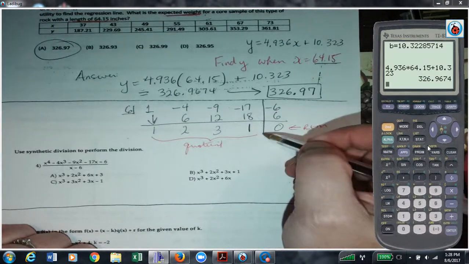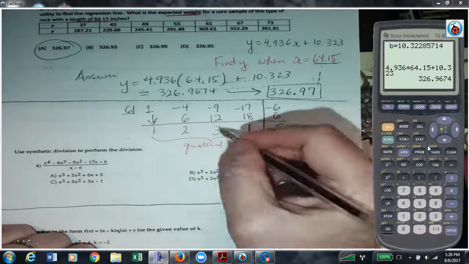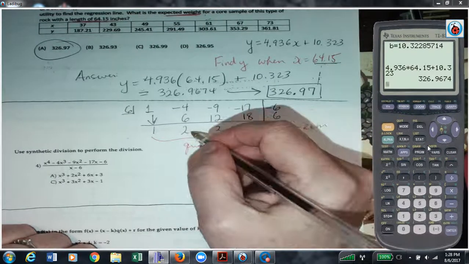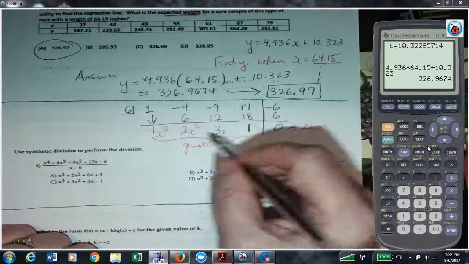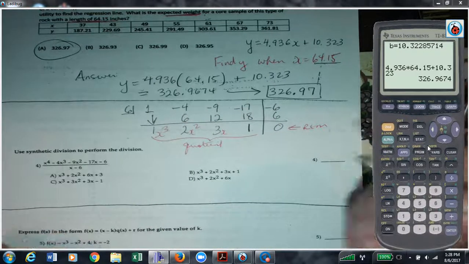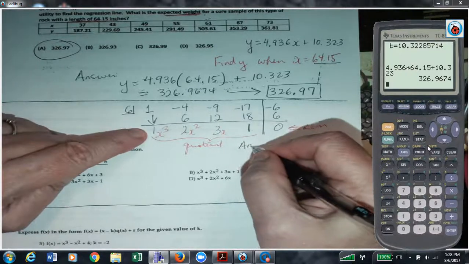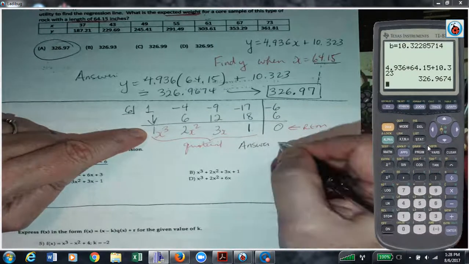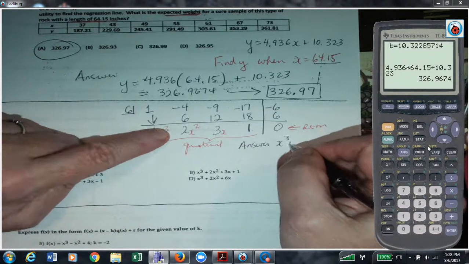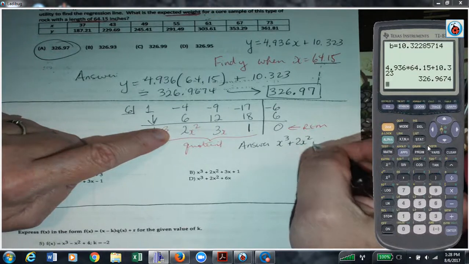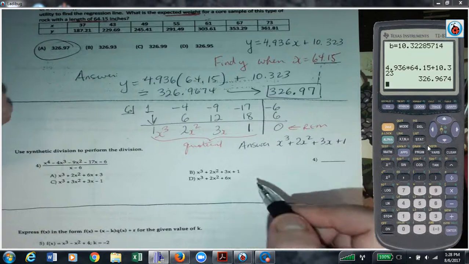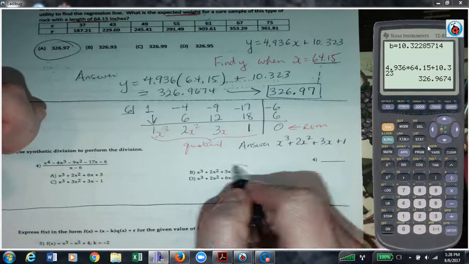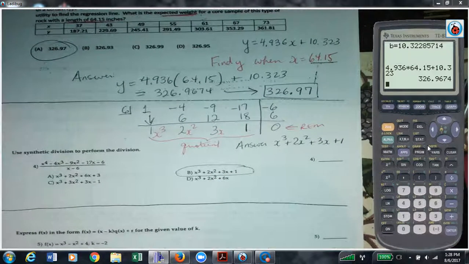And I start here where the line is. That's a constant. I get that times x, 2 times x squared, and 1 times x cubed. So I keep going with the powers of x till I reach the end. So the answer is going to be 1 times x cubed plus 2 times x squared plus 3x plus 1. And that is matching up with B.